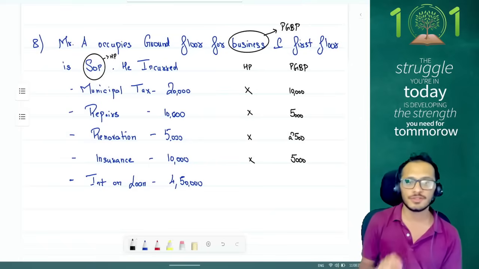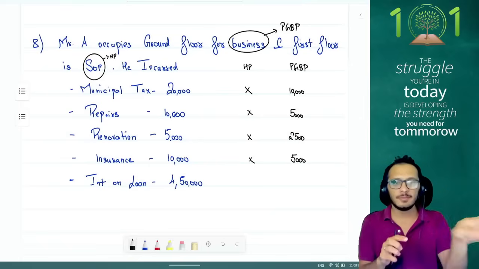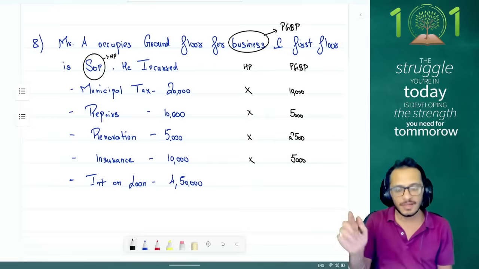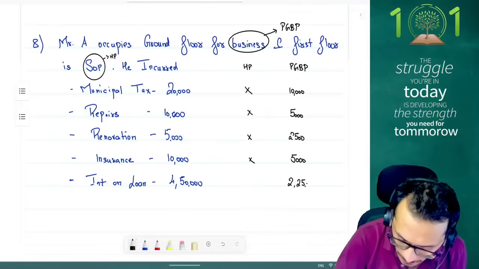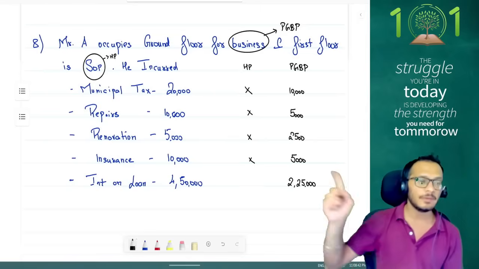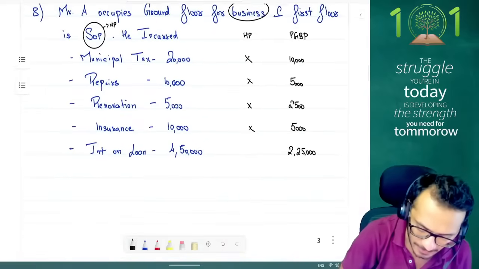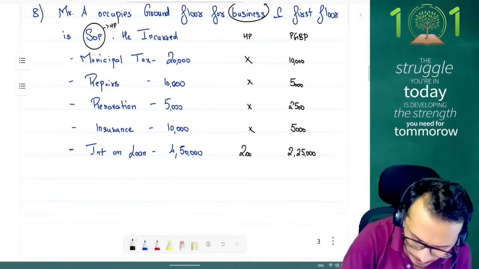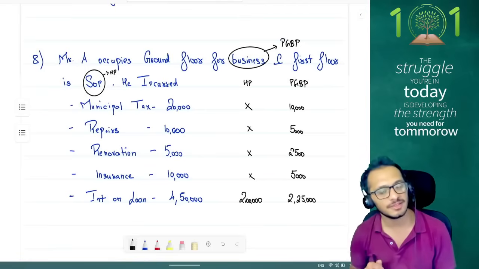When it comes to interest on loan, what will you do? Split the interest on loan into two again, people. 4 lakh 50 thousand is there, split into two becomes 2 lakh 25,000 and 2 lakh 25,000. The full 2 lakh 25,000 is allowed under the PGBP chapter, but because I am in the HP chapter and the property is an SOP property, you can only claim a maximum of 2 lakh rupees. Yes. So this is what you will do when it comes to these kind of questions.